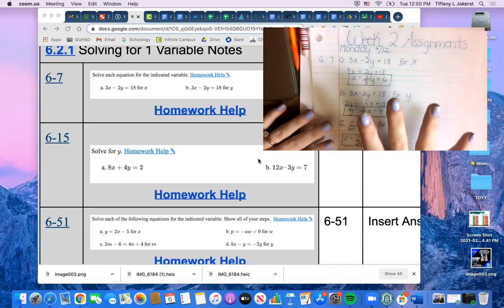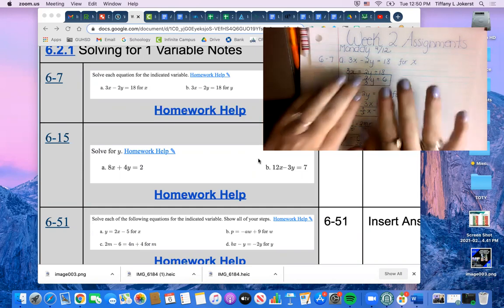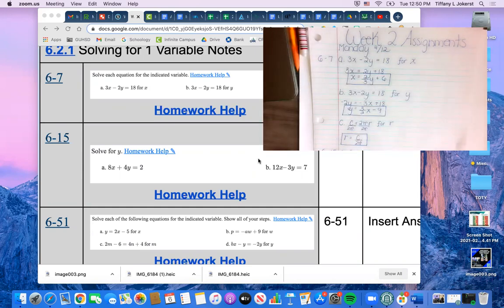Okay, so today we're going to be solving for one variable. So I'm just going to get started. There's not much more to say other than that.